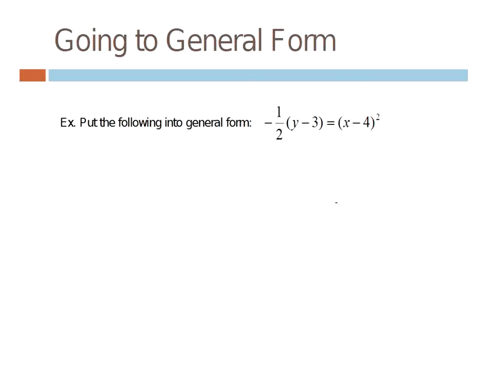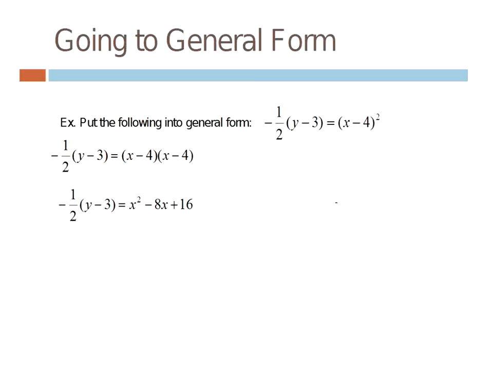So if I take a look at going to general form, here's an equation that's in transformational form. I want to put this in general form. So the first thing I look at here is what this squared means. It means multiplying x minus 4 times itself, which gives me x squared minus 8x plus 16.